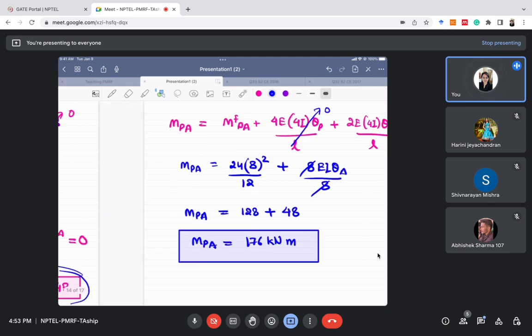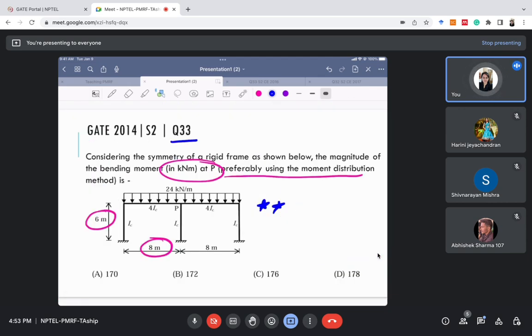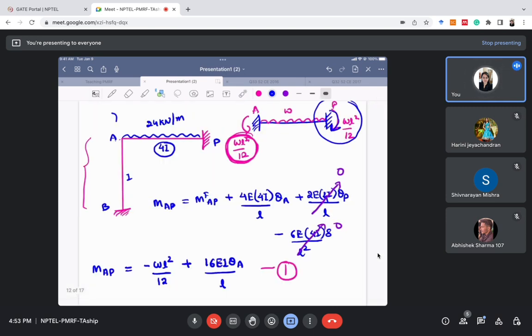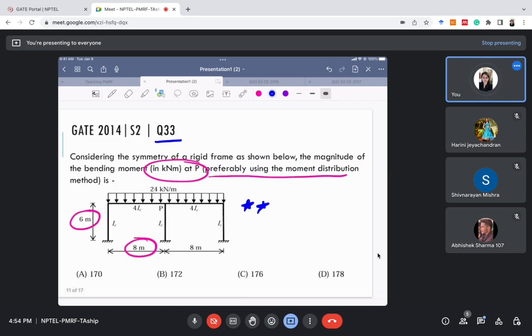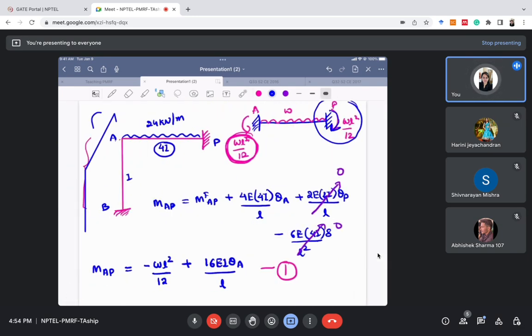Otherwise, if you did not reduce this problem like this, it would be very difficult for you to solve, because it is a huge frame. After reducing it, we can easily solve this problem using the slope deflection method. It's a very simple problem, because there is no delta and the supports are fixed, so theta A, theta P and theta B become 0 in the equation. You need to have some practice of the slope deflection method.